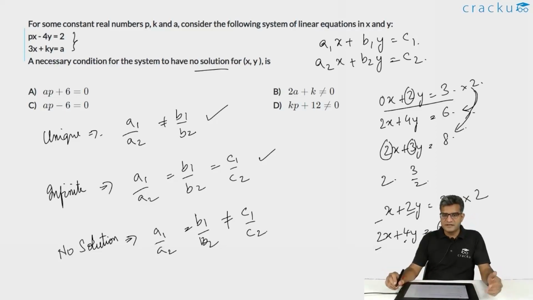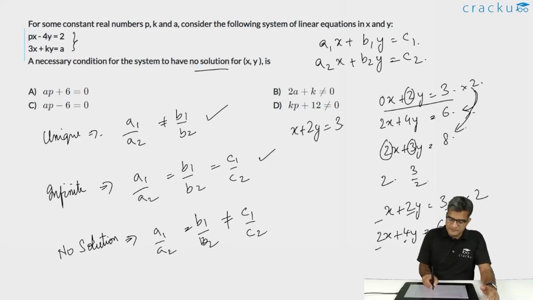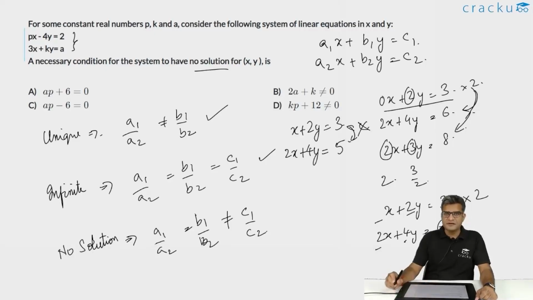What does this mean? Suppose the first equation you have is again x plus 2y is equal to 3. We are multiplying the first equation with 2, but only on the left hand side. So we are saying that 2x plus 4y is equal to a different number. Instead of 6, we are saying, say, this is equal to 5. This system of equations will have no solution. Why is that the case?